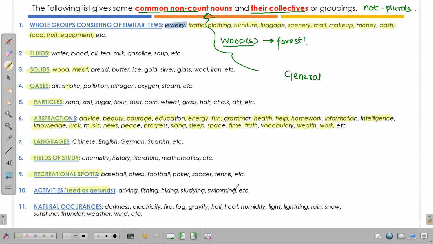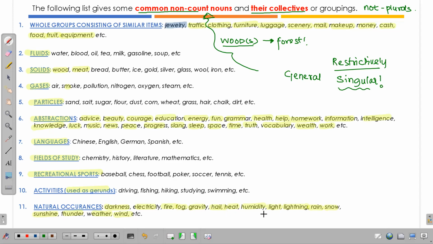Languages, fields of study, recreational sports, activities used as gerunds like drivings, that won't exist, fishings, hiking, studyings, swimmings will not exist, right? Natural occurrences like darkness, electricity, fire, fog, gravity, hail, heat, humidity, lightning, rain, snow, sunshine, thunder, wealth, wind, etc. So please understand that uncountable nouns will always be restrictively singular. All these things will be singularly used.